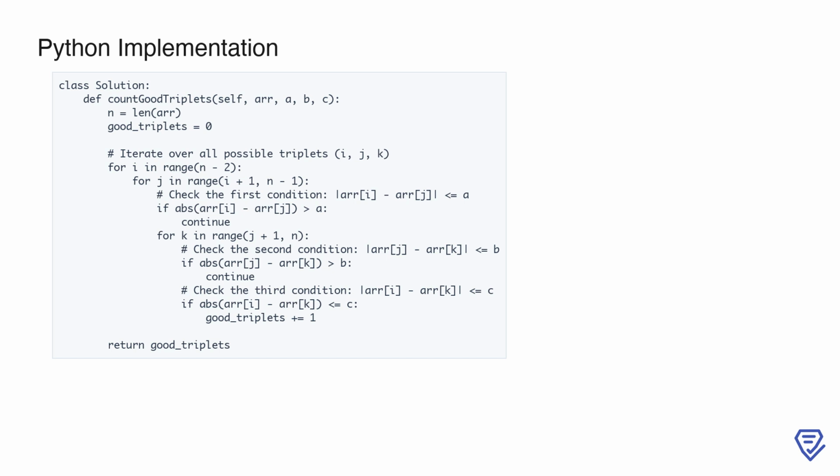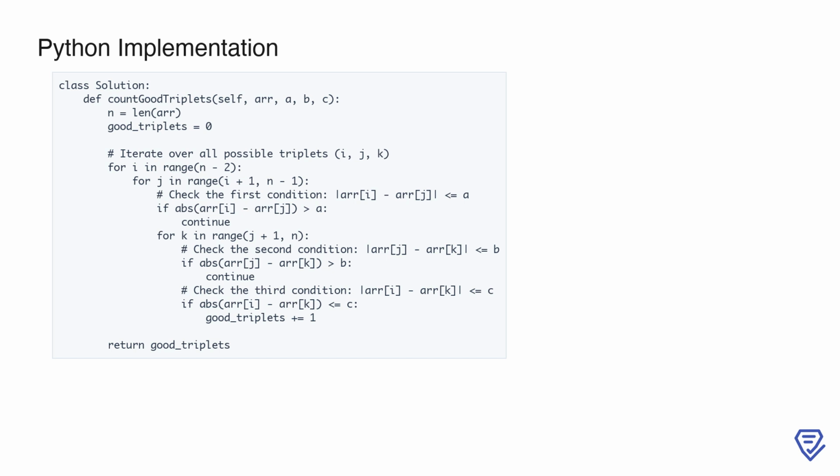If the first condition, |arr[i] - arr[j]| <= a, is not met, the inner loops are skipped using a continue statement. This optimization prevents unnecessary computations for invalid triplets. If the first condition is satisfied, the second condition, |arr[j] - arr[k]| <= b, is checked. Similarly, if this condition fails, the innermost loop is skipped.